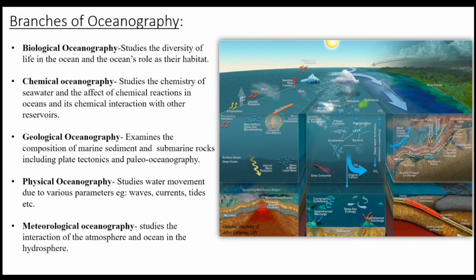Why do they lie there? Because they need sunlight for photosynthesis. That's why they lie on the surface, and the rest of the higher-order organisms or creatures rely on these autotrophs.